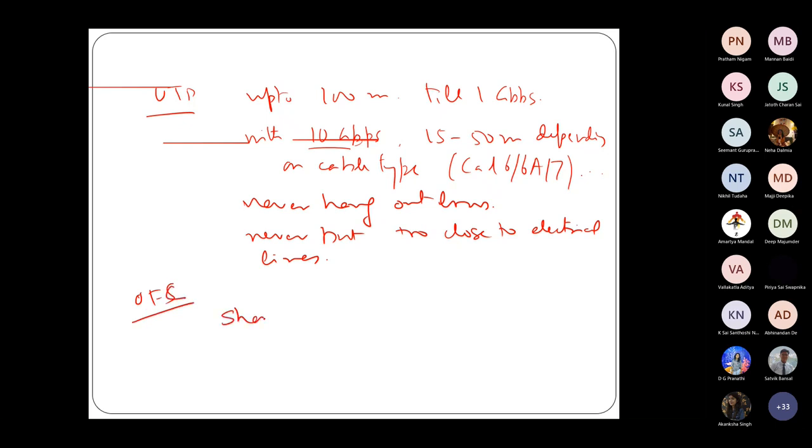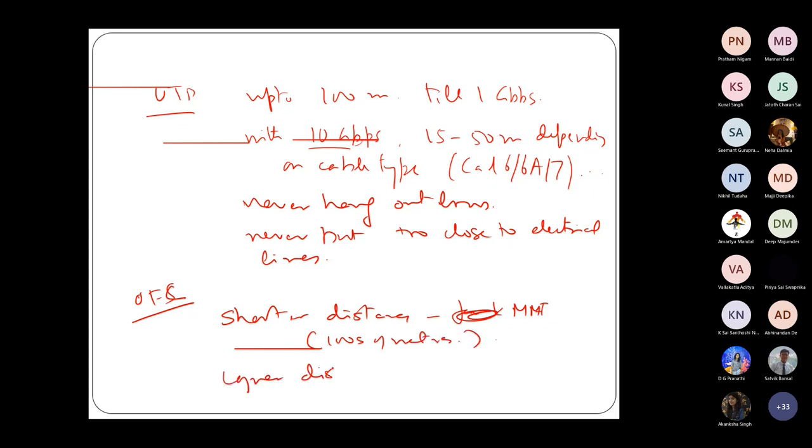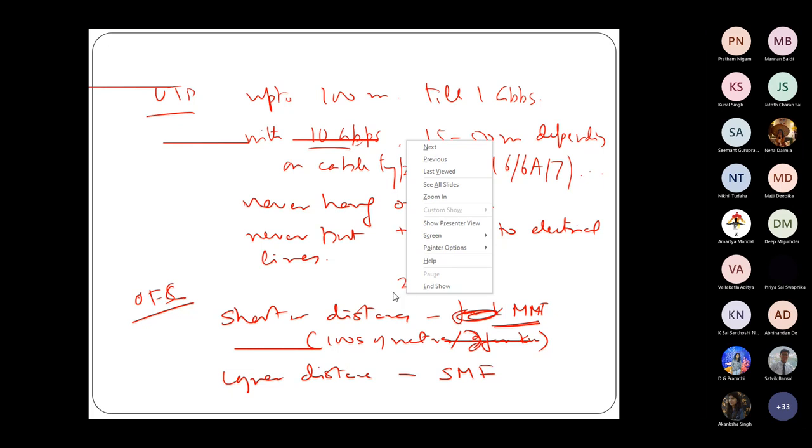And with OFC, shorter distance, few kilometers, or not even few kilometers, sorry. Multimode fiber, it's like hundreds of meters. Longer distance, single mode fiber, hundreds of meters to, I will check this and confirm tomorrow, next class, few kilometers. Depends, as I said, there are different qualities already. The base quality is around 300 meters max, as far as I remember.